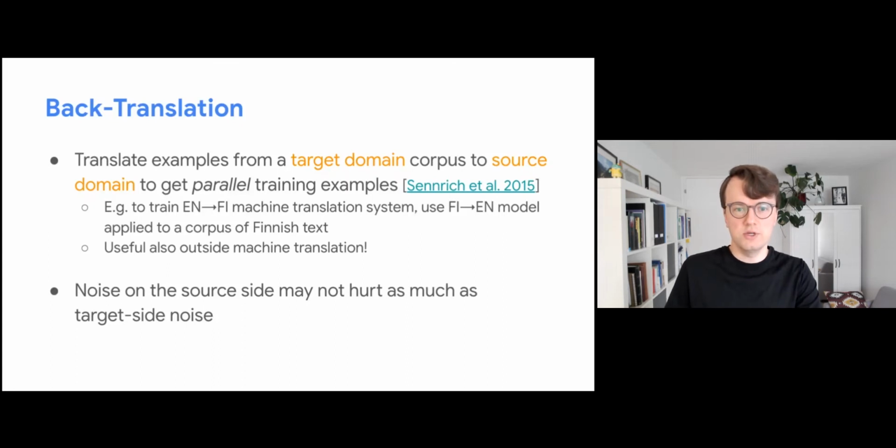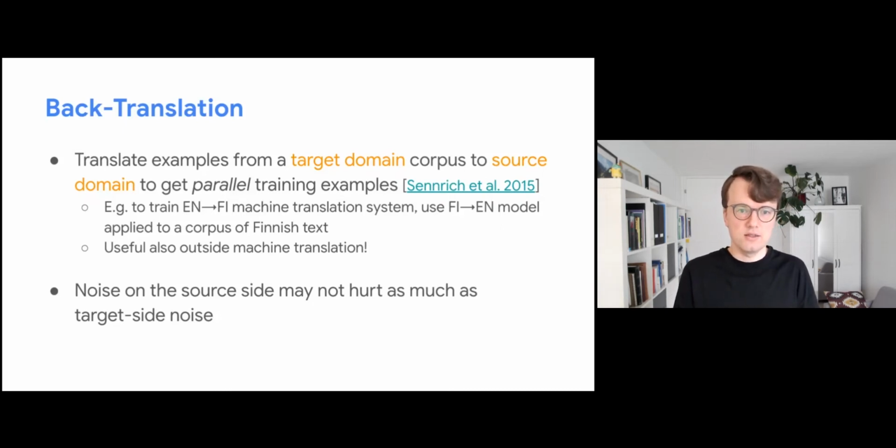The intuition behind why this might be a good idea is that usually the noise on the source side may not hurt as much as target side noise. The reason is that when your target is clean, it will teach your decoder to produce fluent outputs. While if you have some noisy, unrealistic sources, this might also hurt, but it might not hurt as much, because then it just trains the model to translate something that's not really a realistic output. But as long as it also sees the realistic inputs, it should learn to translate them as well.